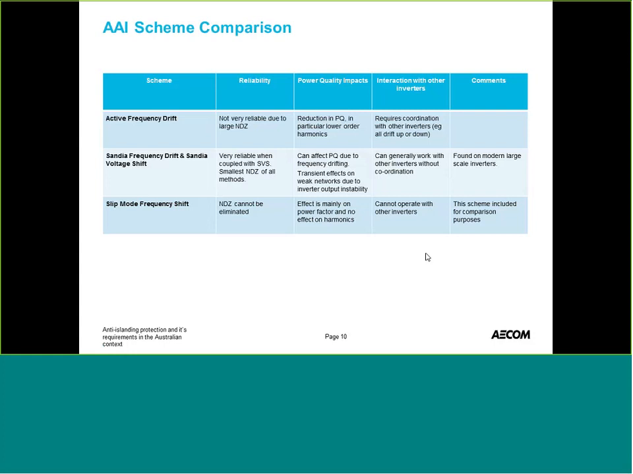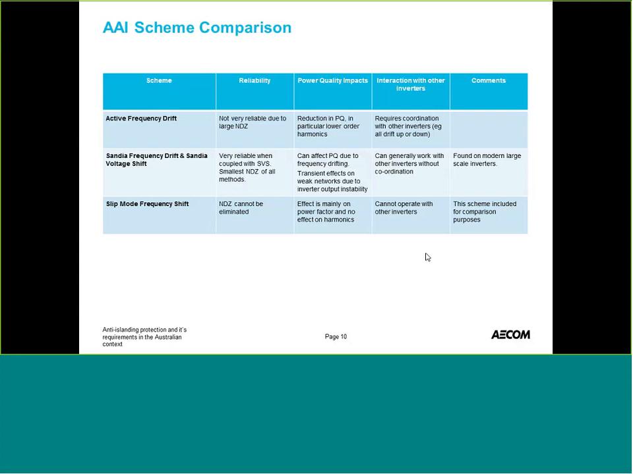So the active frequency drift, it's not very reliable due to the large non-detection zone. It has a reduction in power quality, in particular at lower frequencies, because it's trying to shift the frequency around the fundamental, and it requires coordination with other inverters, for example, making sure all inverters either shift up or shift down. Sandia frequency drift, coupled with the Sandia voltage shift, is very reliable. It's got the smallest non-detection zone of all methods.